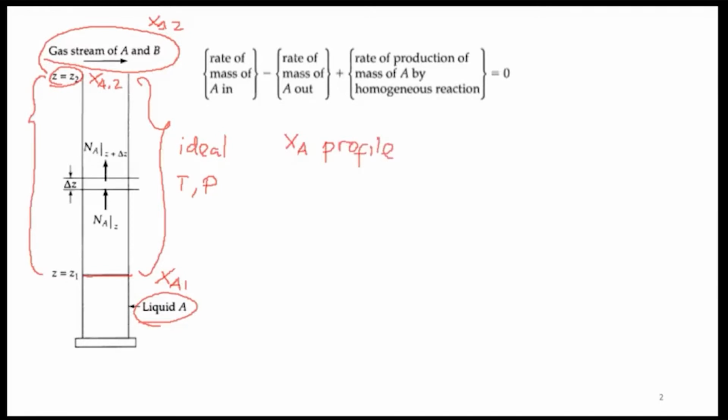Okay, the first thing we have to do is to write the shell mass balance. So we have mass of A in minus mass of A out plus the rate of production of A by homogeneous reaction equal to 0. Please note in this case we don't have homogeneous reactions, so this part is equal to 0. This part can be cancelled out. So now we have to write what is the rate of mass A in.